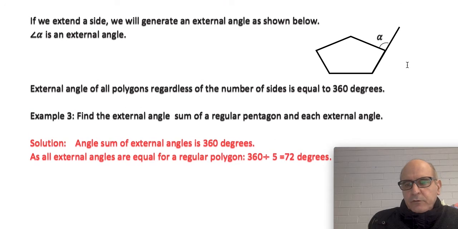One more thing before we finish this lesson. As you can see here, I've extended this side to get this external angle. I could have done it the other way around. I could have extended this side like this, and then would have got this angle here. So it doesn't matter, that will also be fine. So when finding an external angle, you can extend either of the two sides at any vertex or corner.